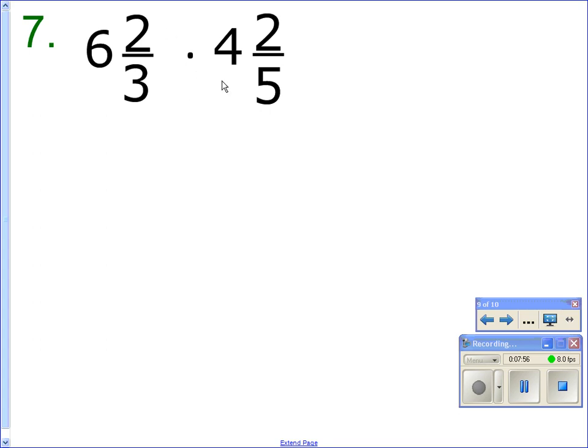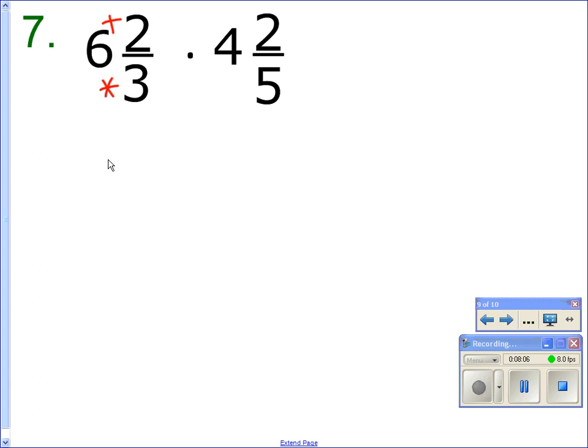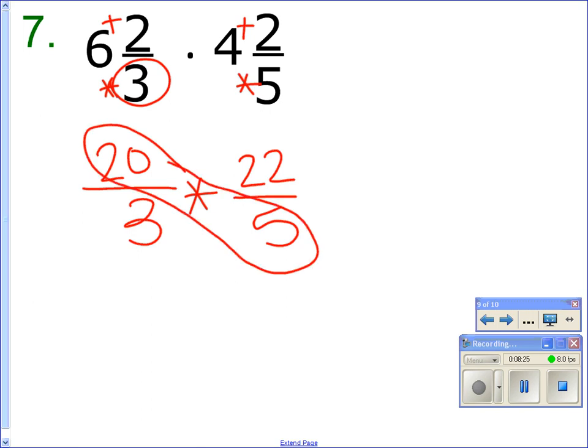Okay. So if you checked it after you worked it out, you should have multiplied 6 times 3, which is 18, plus 2 is 20, over, keep the denominator, 3. Sorry about that, guys. Times 4 times 5 is 20, plus 2 is 22, over 5. Can anything simplify? Yes. 20 and 5 can, so 5 divided by 5 is 1. 20 divided by 5 is 4.